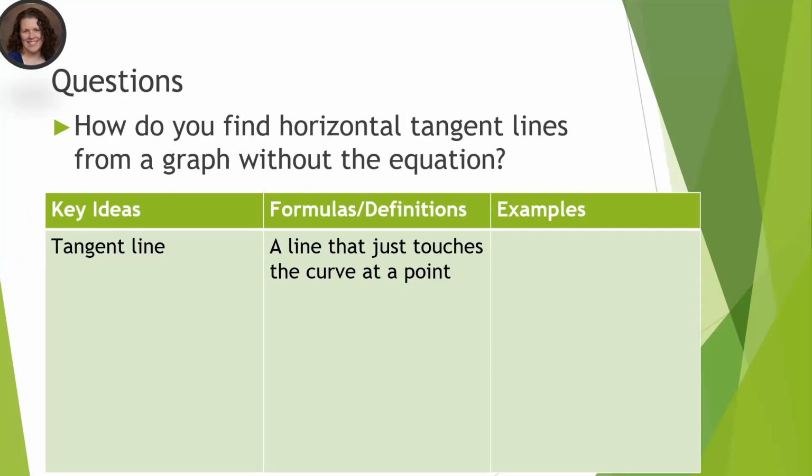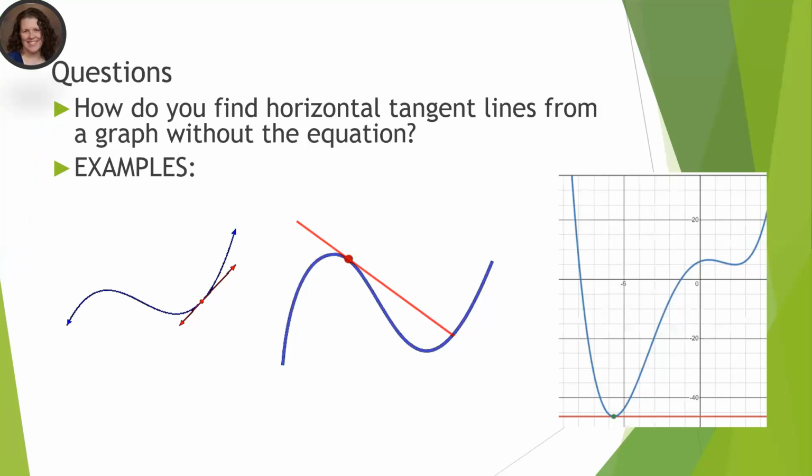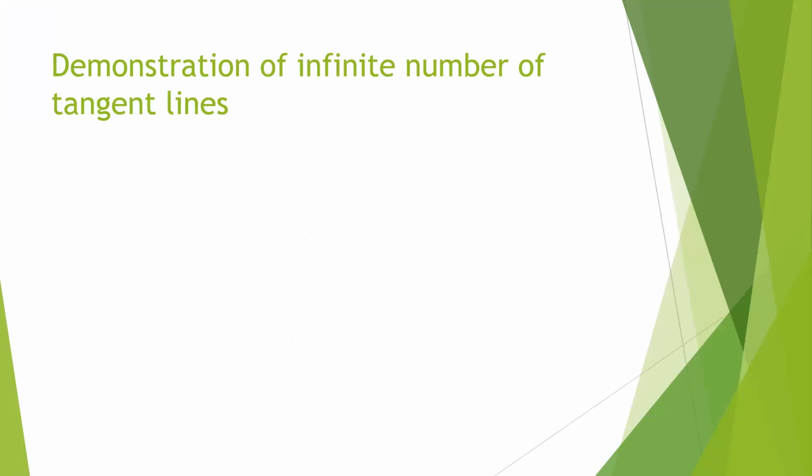A tangent line is a straight line that touches a curve on a graph at just one single point. So here are some examples. Notice I have 3 different curves here. This first blue curve is our curve, and this red straight line is our tangent line. And here's the one single point where they touch. The second curve, same thing. Here's our blue curve and our red straight line, and they touch at just that single point, and same thing with this third one.